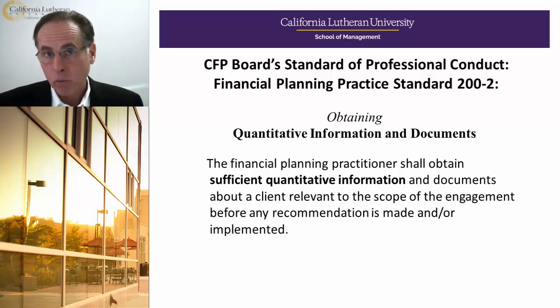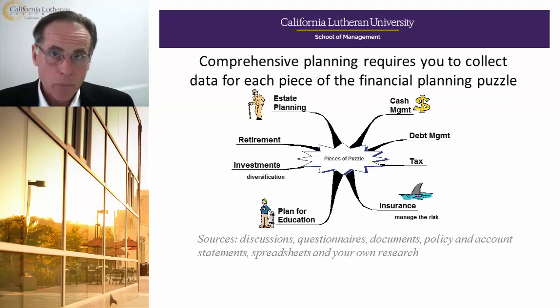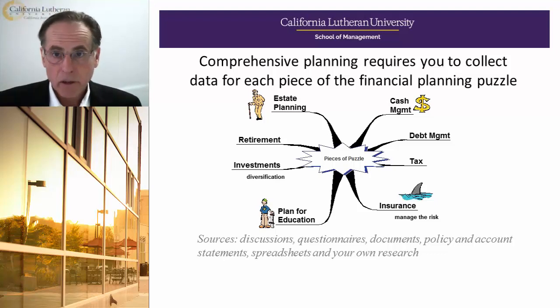Where do we find that? What are some of the typical sources? If you're engaged in a comprehensive planning activity, you'll be required to collect data for each piece of the financial planning puzzle. You'll need to collect that data for cash and debt management, income tax planning, risk management, planning for education, investment planning, retirement planning, estate planning.